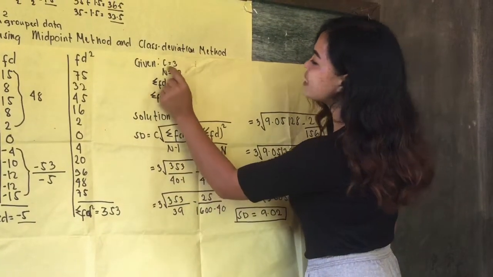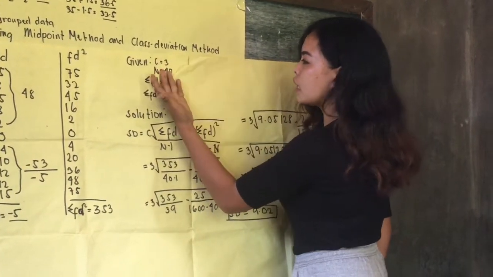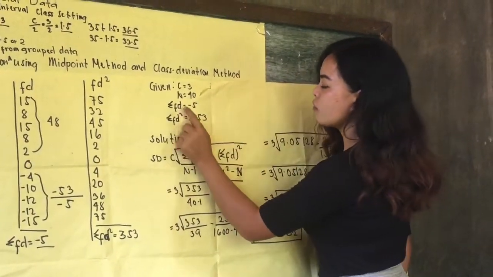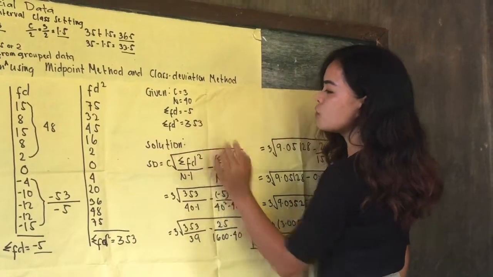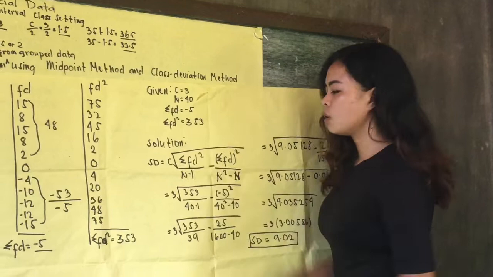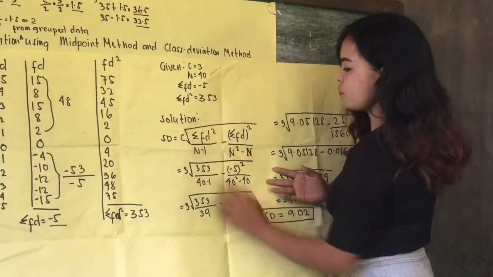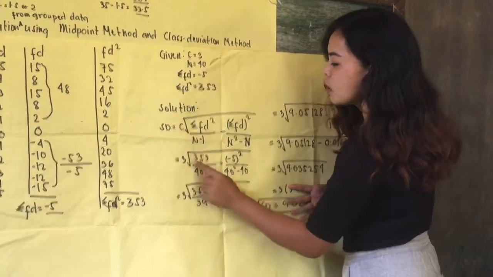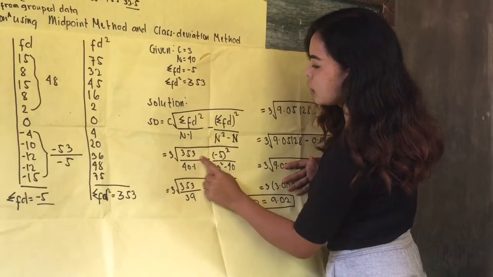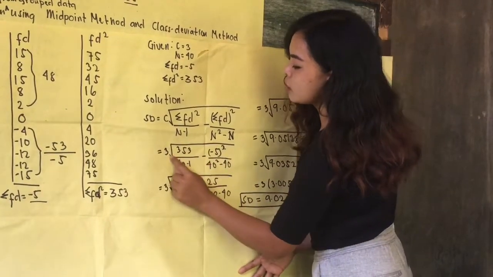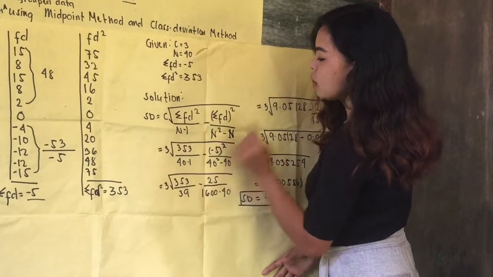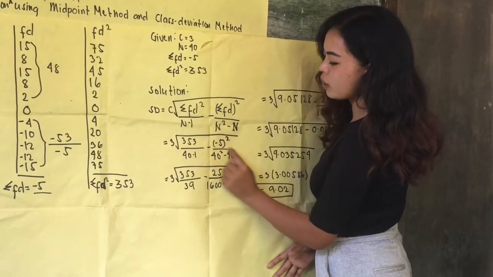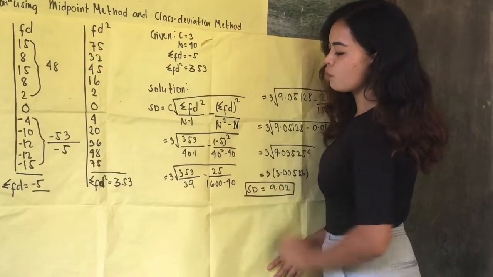So we have the given: C, the class interval, is 3, N is 40, summation of FD is negative 5, summation of FD2 is 353. So let us now substitute these values. We have 3 for C, the square root, 353, the summation of FD2, divided by 40 minus 1, minus the summation of FD squared, negative 5 squared, divided by 40 squared minus 40.